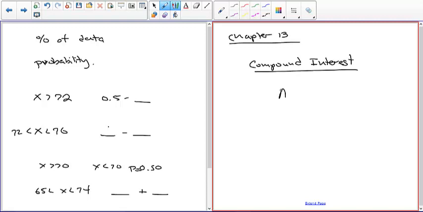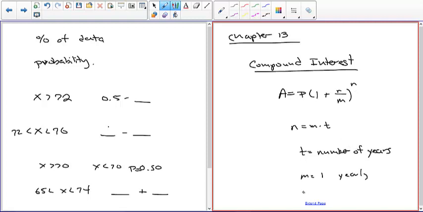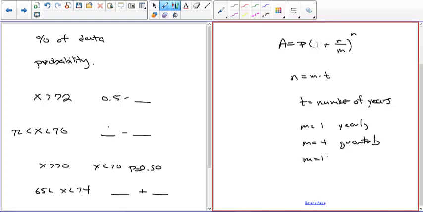So that says that the amount is equal to the principal times 1 plus the interest rate divided by m, the number of compounding periods, raised to the n power, where n is equal to m times t. T, number of years. So, m equals 1 for yearly compounding, m equals 4 for quarterly, m equals 12 for monthly.